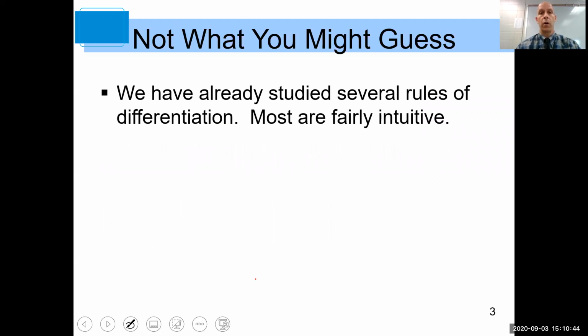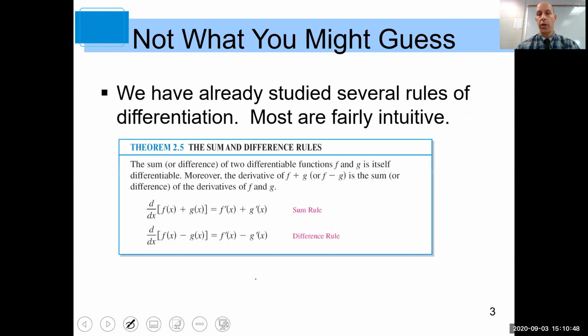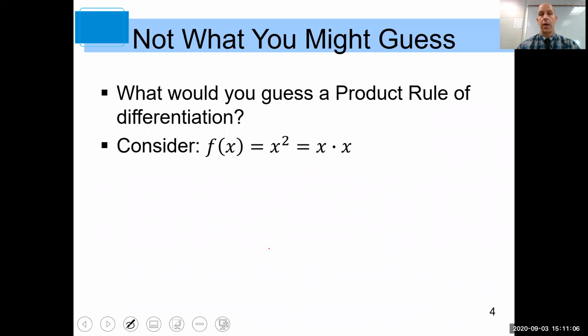So we've already studied several rules for differentiation, and most seem pretty intuitive. For example, the sum and difference rule. Basically, if I'm doing the derivative of a sum, it's just the sum of the derivatives. That seems very intuitive. Similarly, the derivative of a difference is the difference of the derivatives. So what about multiplication, or finding a product of functions? What do you think that rule is?